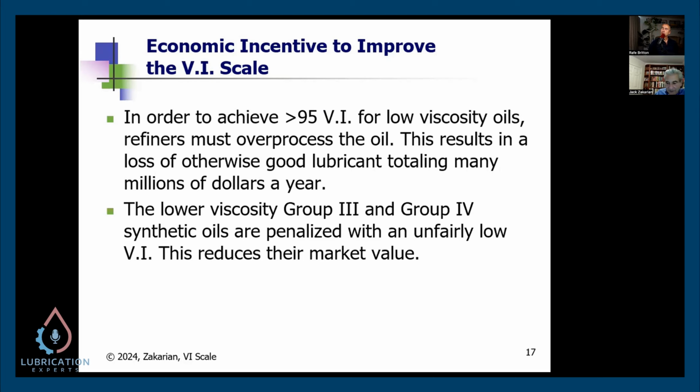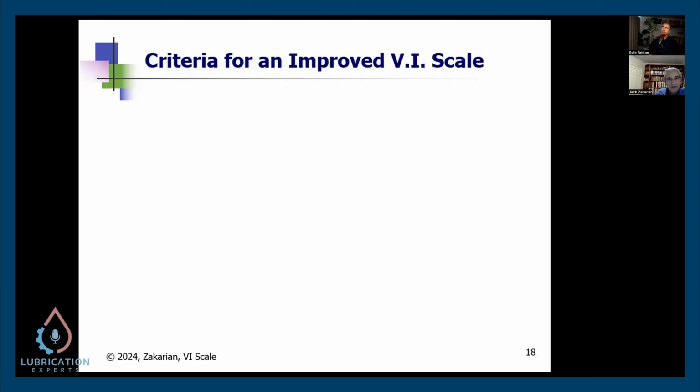Also, and this is maybe getting more recognized now, if you have a group 3 or a group 4 manufacturing scheme, what you'll notice is that the low vis oils, the 2, 3 centistoke cuts, and even the 4 centistoke, they always have a lower VI than the counterparts that are higher vis. And this actually reduces their market value, which is an unnecessary reduction.